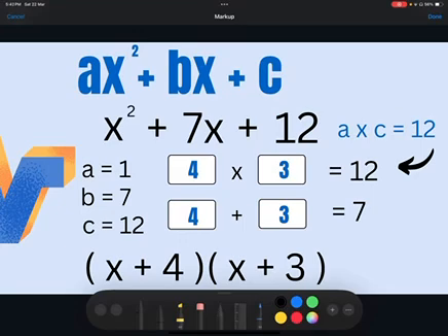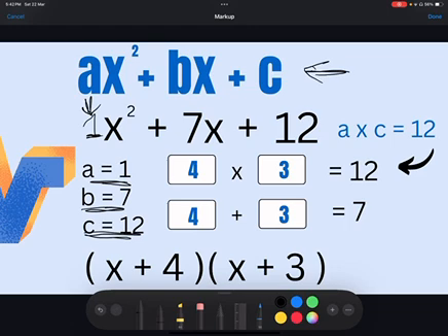Hi, and I'll be explaining factoring trinomials when a is equal to 1. We need to use this formula to factor trinomials when a is equal to 1. We have x squared plus 7x plus 12. First we need to find what a equals, because a needs to start here, but there isn't any number, so there is an invisible 1 over here. So a equals 1, b equals 7, and c equals 12.